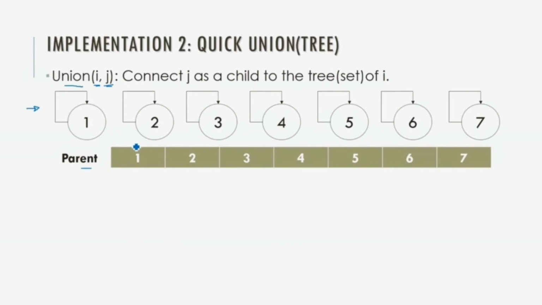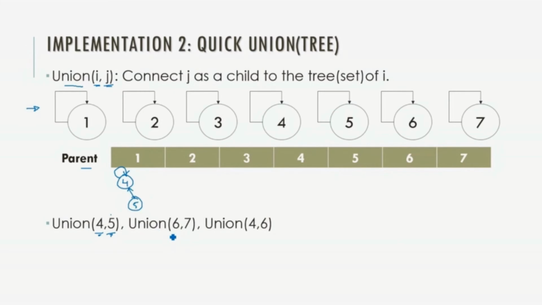So let's perform the union operations. If we want to perform the union operation between 4 and 5, then we can make 4 the parent of 5, and 4 will be the representative of this set. We can also make 5 the parent and representative, and 4 the child of 5. Both operations are possible. Next, if we consider union 6, 7, then we can make 6 the representative and 7 the child node of 6.